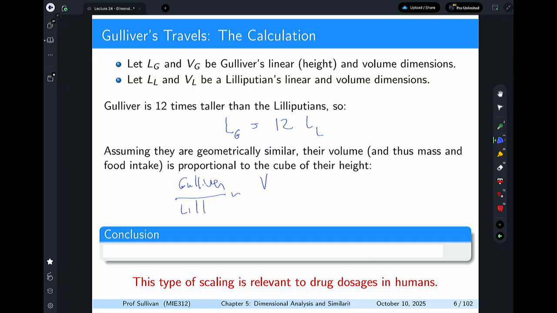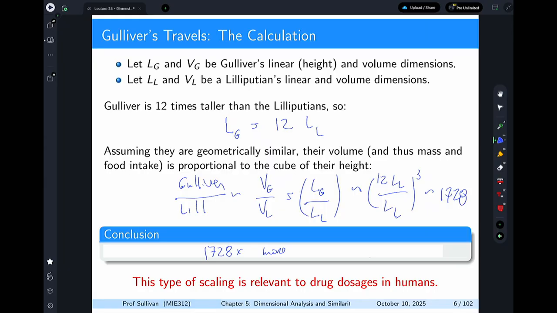And that's going to be the volume of Gulliver over the volume of a Lilliputian, which is Lg over Ll, scaling as 12 cubed, which is 1,728 times more food. And again, it's a very simple calculation.